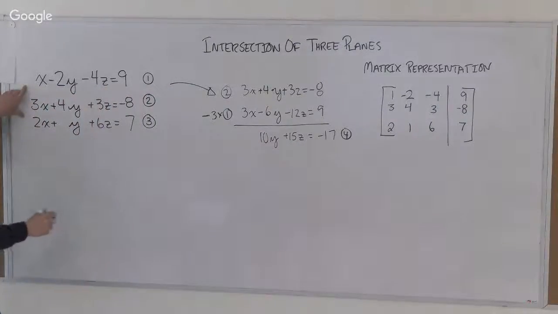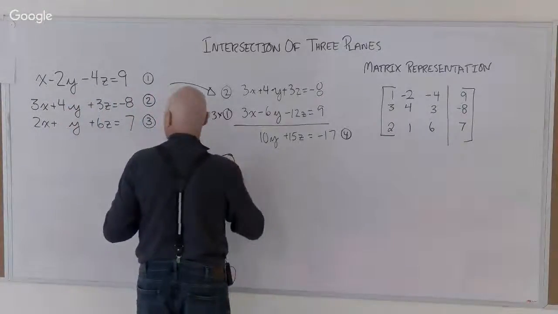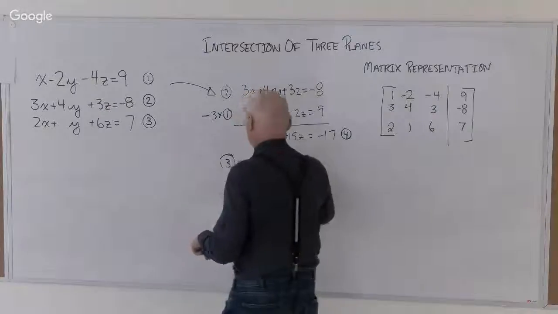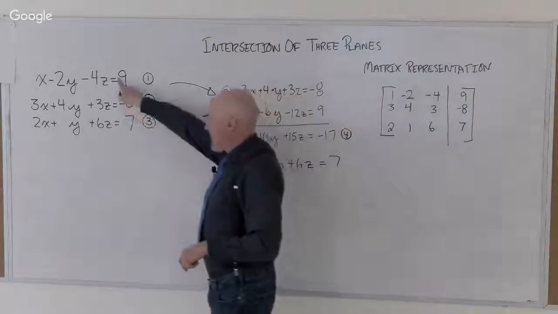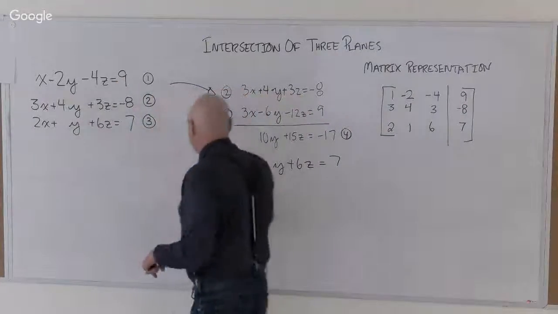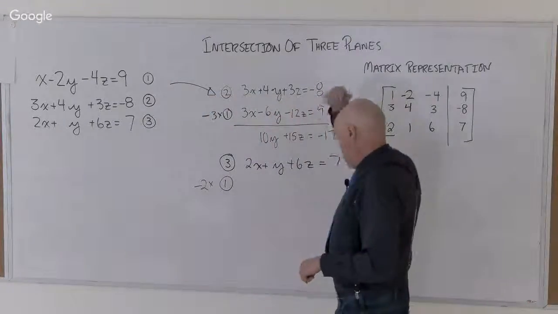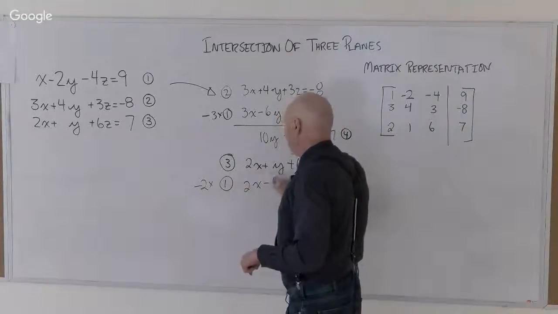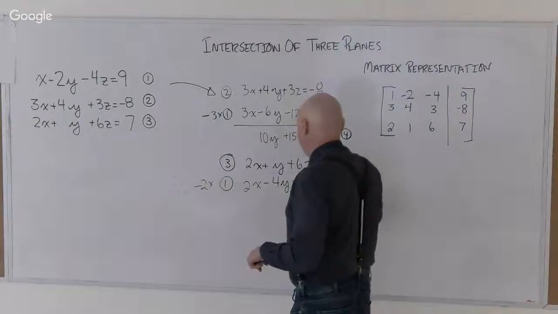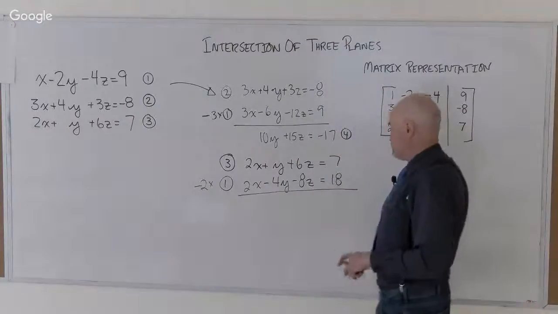I want to make a second equation that has 2 unknowns. And so what I'm going to do is I'm going to take equation 3, which is just 2x plus y plus 6z equals 7. And I am going to subtract 2 times equation 1. Okay? And so equation 1 times 2 is 2x minus 4y minus 8z equals 18. Now I'm ready to subtract, and my x is going to disappear.